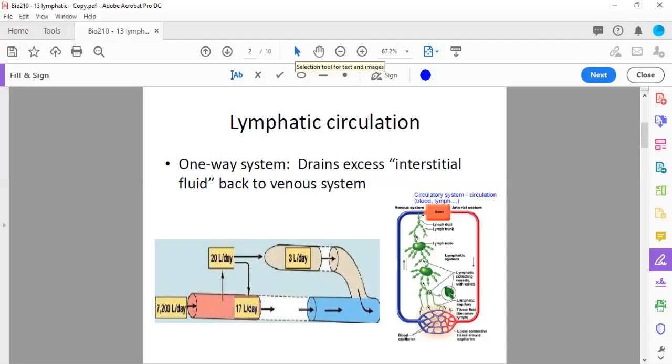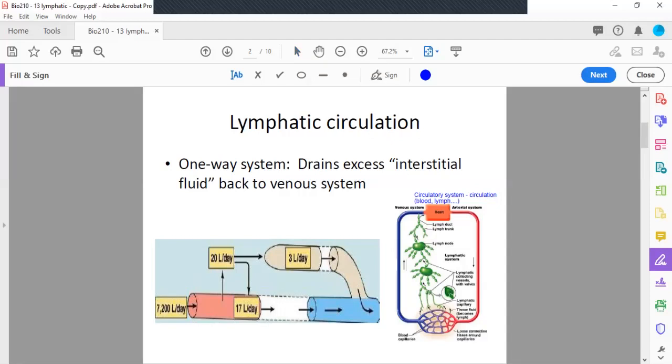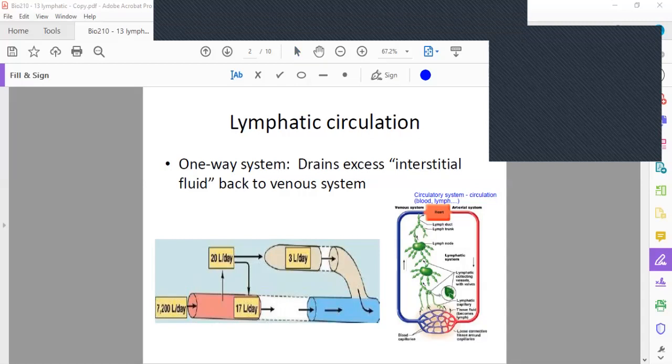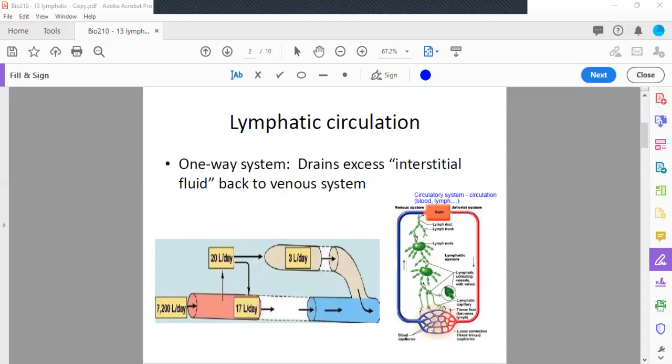Okay. Now, let's examine the lymphatic circulation. It's a one-way system which drains excess interstitial fluid back to the venous system. So let's basically use what we see on the left image. When you look at the image on the left side, you see valves as opposed to the image on the right side. It's the same concept, but let's label a few things first.